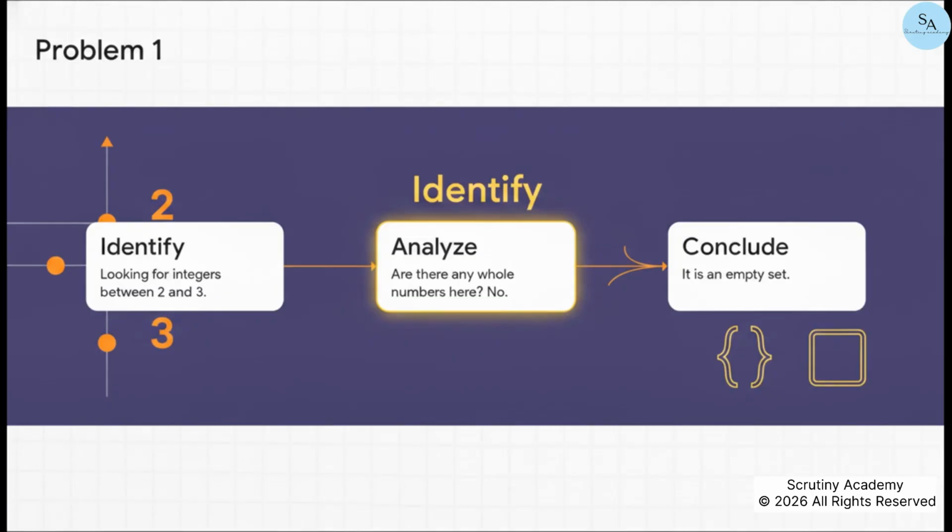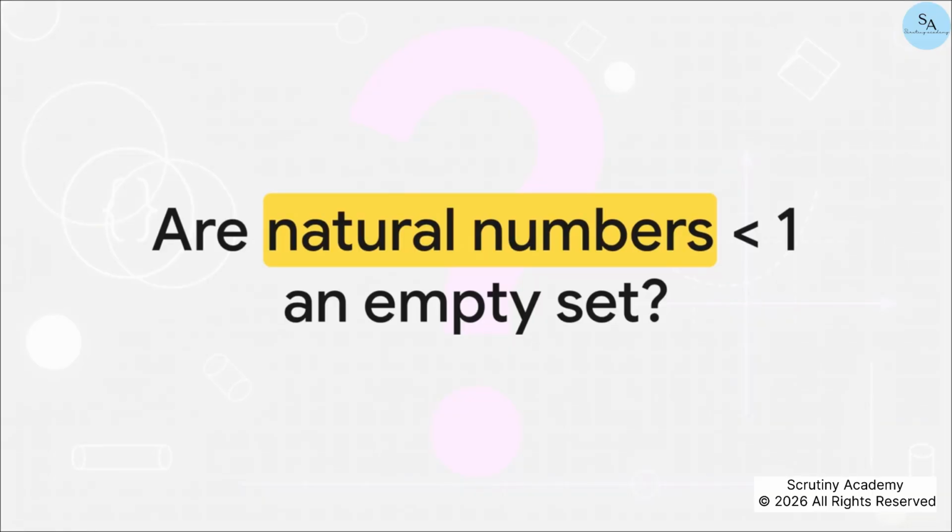Step 1, we identify that the rule is looking for integers, which just means whole numbers, right? Between 2 and 3. Step 2, we logically analyze the criteria. So ask yourself, are there any whole numbers strictly greater than 2 but less than 3? Well, no. There are fractions and decimals in there for sure, but absolutely no whole numbers. So step 3, we logically conclude that since no such integers exist, the set remains completely empty. See? Great job.